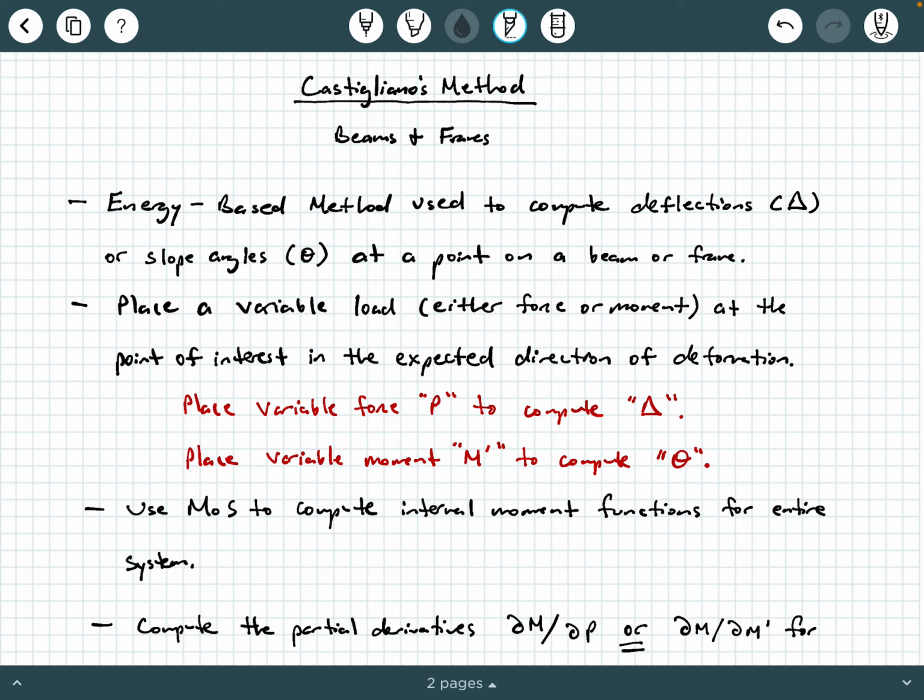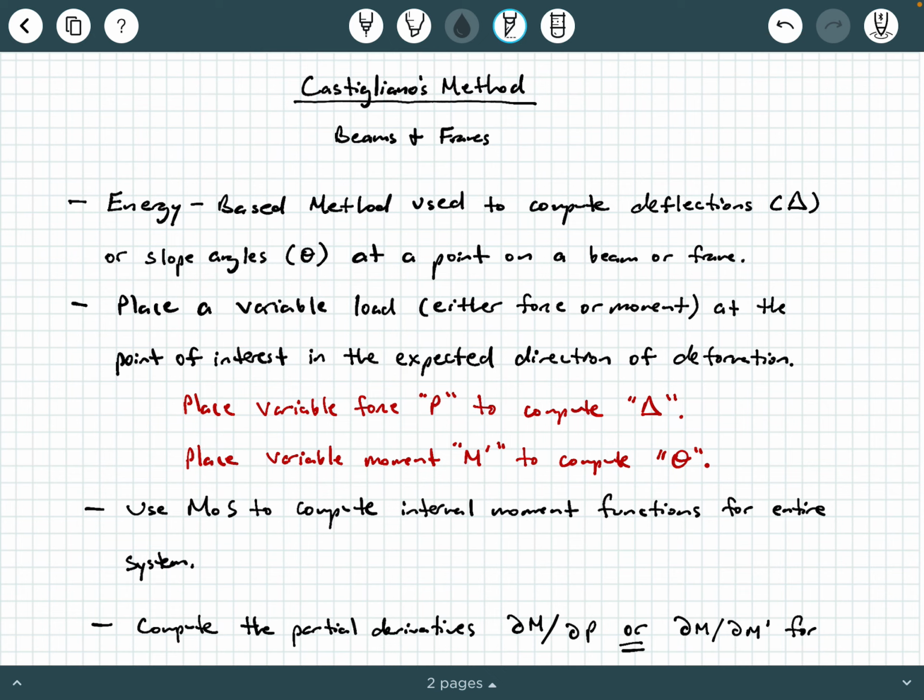Okay? Now, how do we do it? Similar to what we saw with trusses before, we place a variable load at the point of interest in the expected direction of deformation. Now, that variable load, what is it going to be? It could either be a force or a moment variable load. How do you know which one to use? Should you use a variable force or a variable moment? That depends on what you're trying to compute.